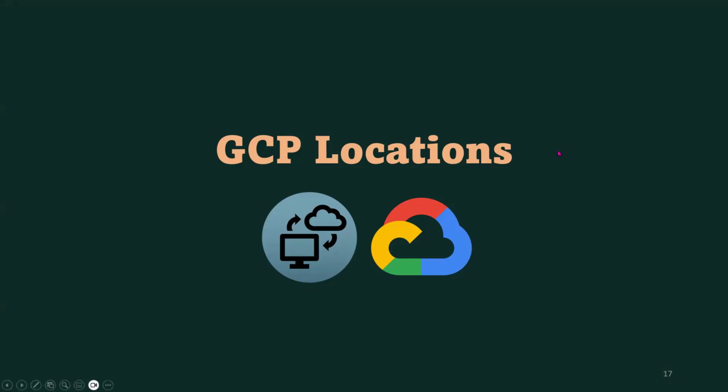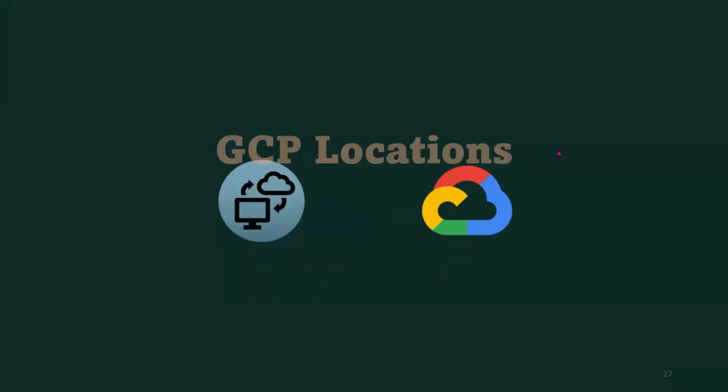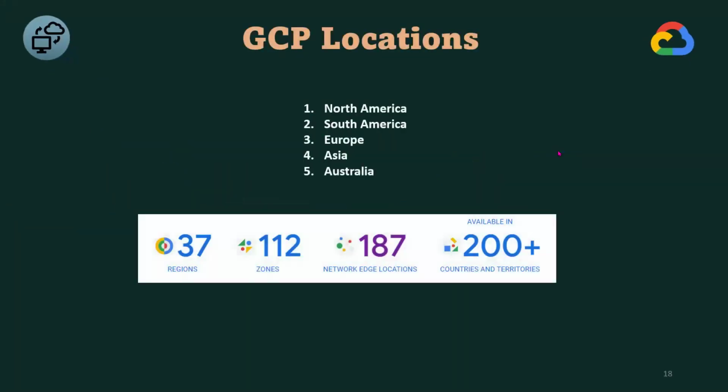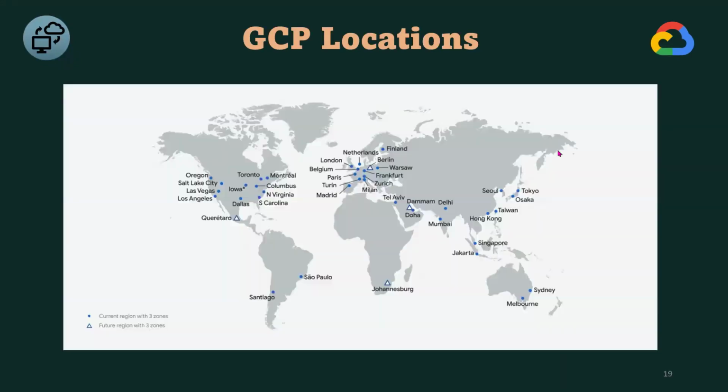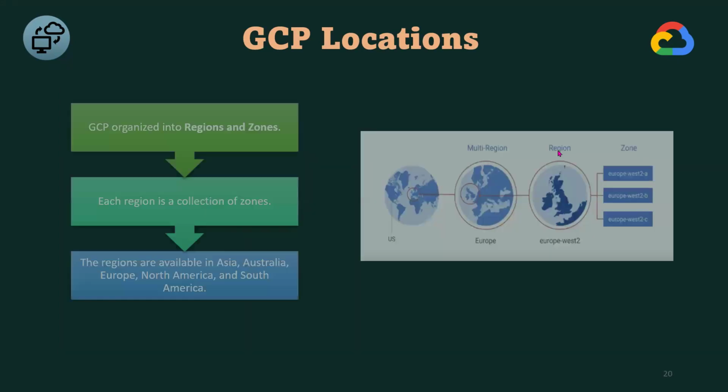If you remember, yesterday we covered Google Cloud locations. Let us just recap. GCP has a total of 5 locations. The 5 locations are divided into regions, and the regions are further divided into zones. The locations are North America, South America, Europe, Asia, and Australia.